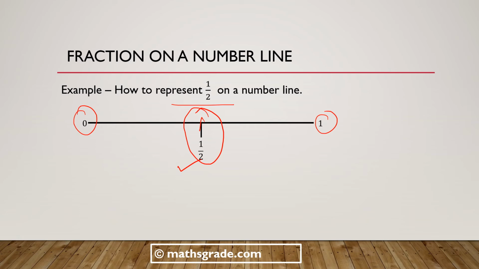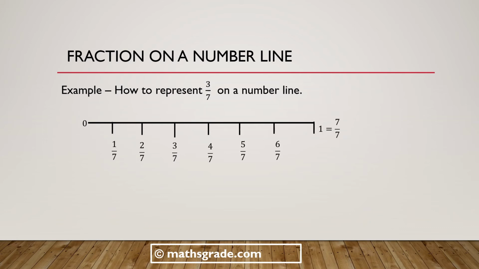If we divide this line into 2 equal parts, that is 0 divided by 2, which is equal to 0, and 1 is 2 divided by 2, which is equal to 1. So 0 divided by 2, then the middle one is 1 divided by 2, then next is 2 divided by 2, that is equal to 1. So this is the representation of the fraction 1 divided by 2 on the number line.